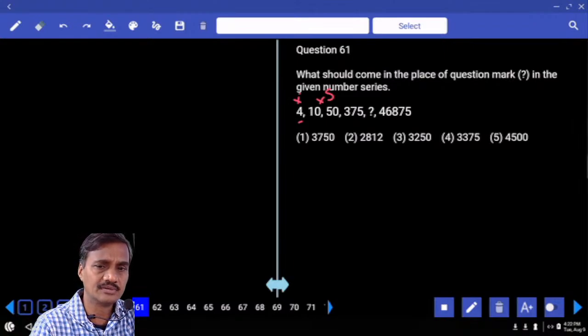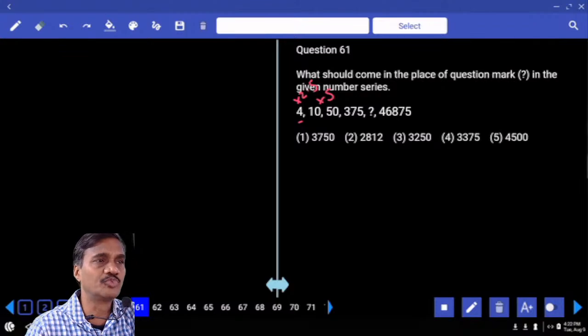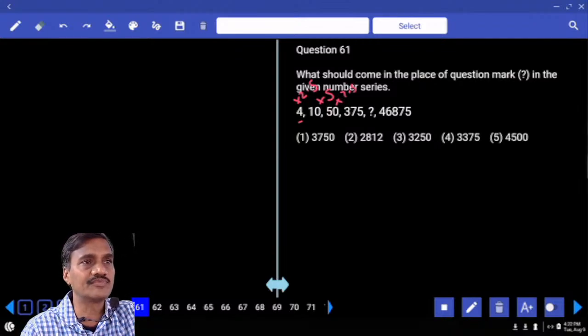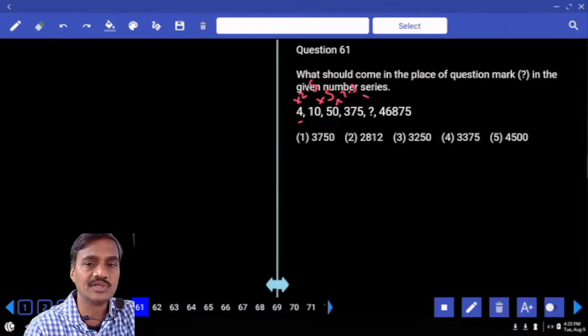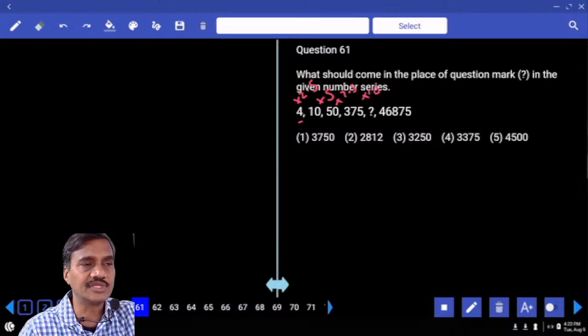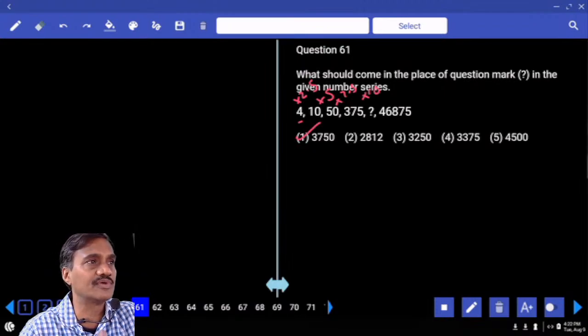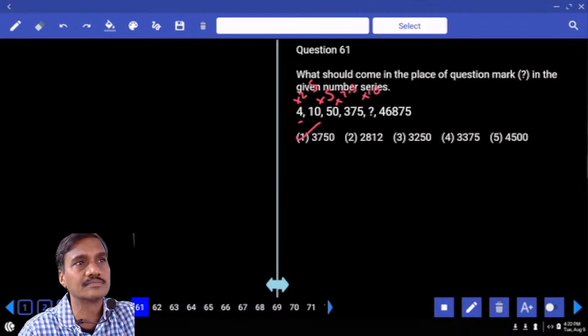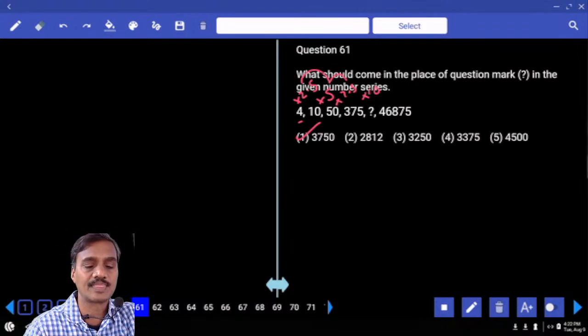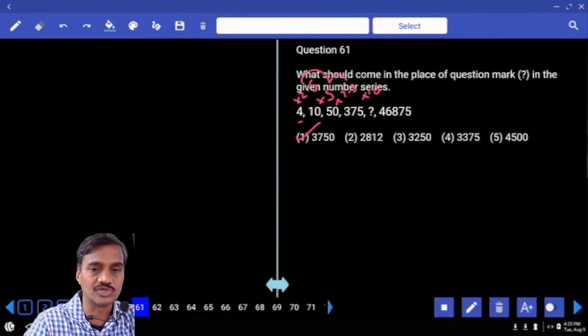Now here 50 and this one 7.5. And 50 into 7.5, 375. Into 2.5, into 5, into 7.5, next one into 10. And 375 into 10 is 3750, choice 1, question number 61. The given numbers are multiplied with 2.5, 5, 7.5, 10 and so on, with a difference of 2.5. And question number 61, choice 1.